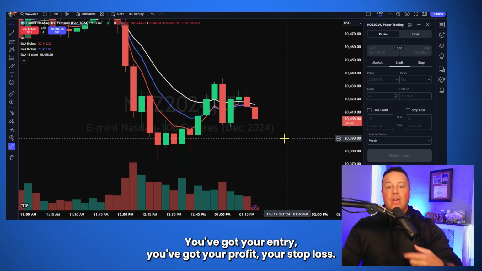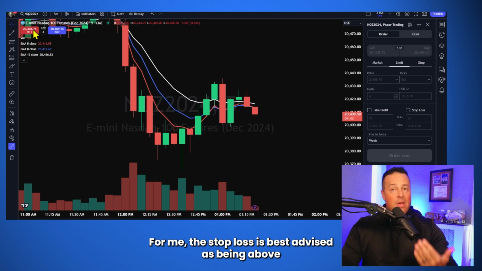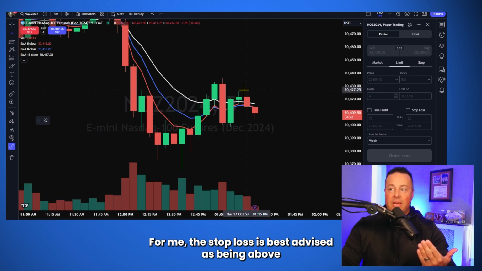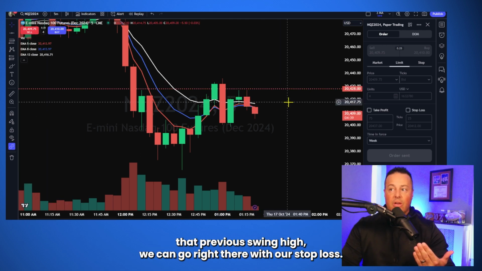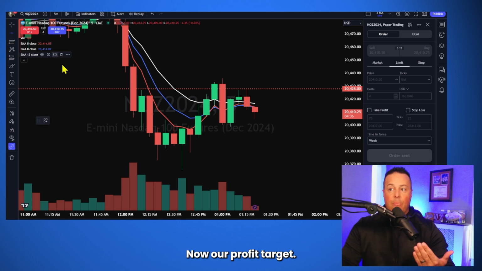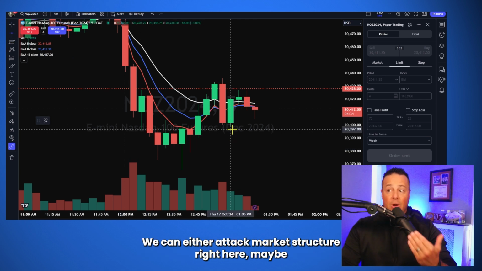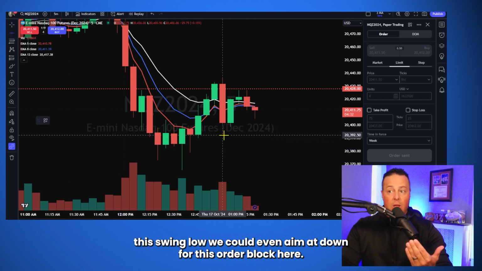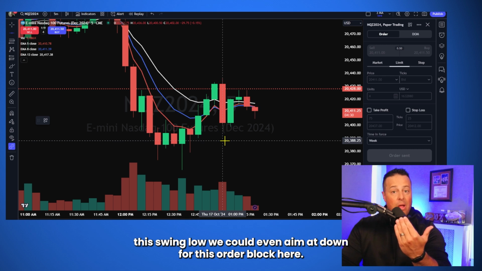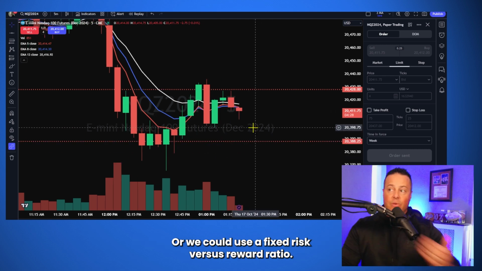You've got your entry, you've got your profit, your stop loss. For me, the stop loss is best advised as being above that previous swing high. We can go right there with our stop loss. Now, our profit target, we can either attack market structure right here, maybe this swing low. We could even aim it down for this order block here.